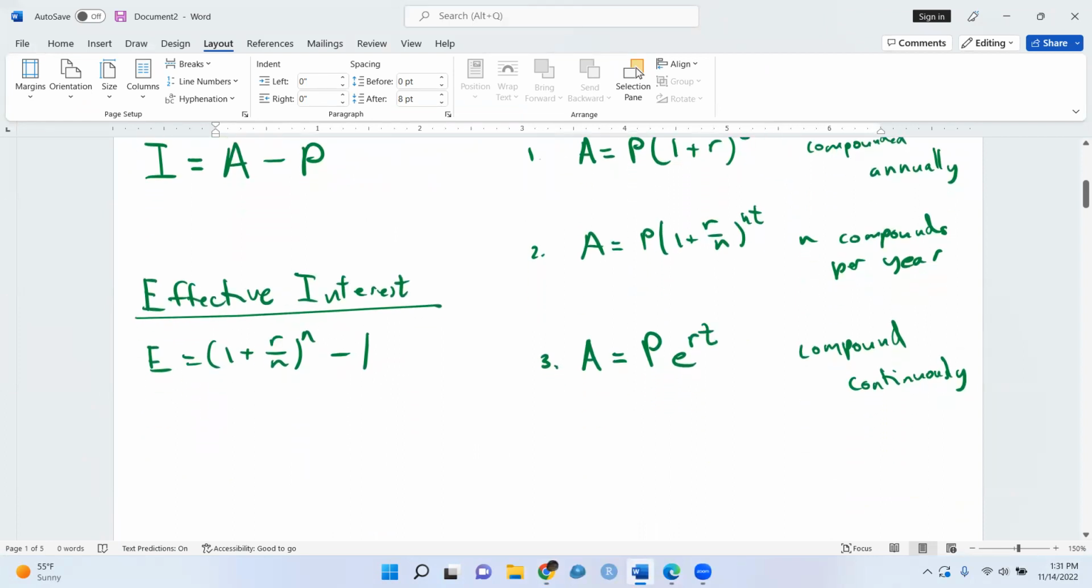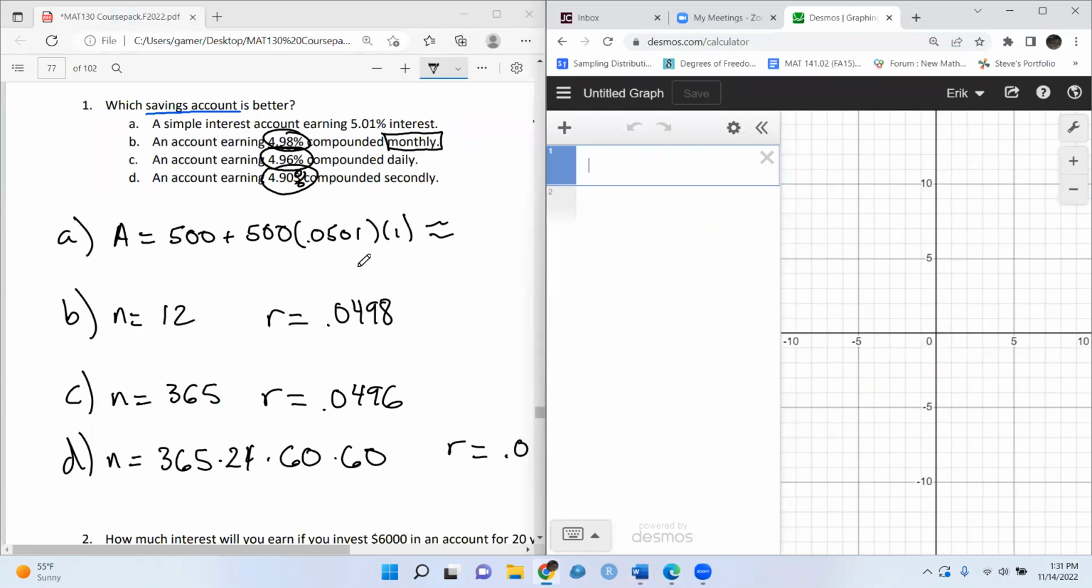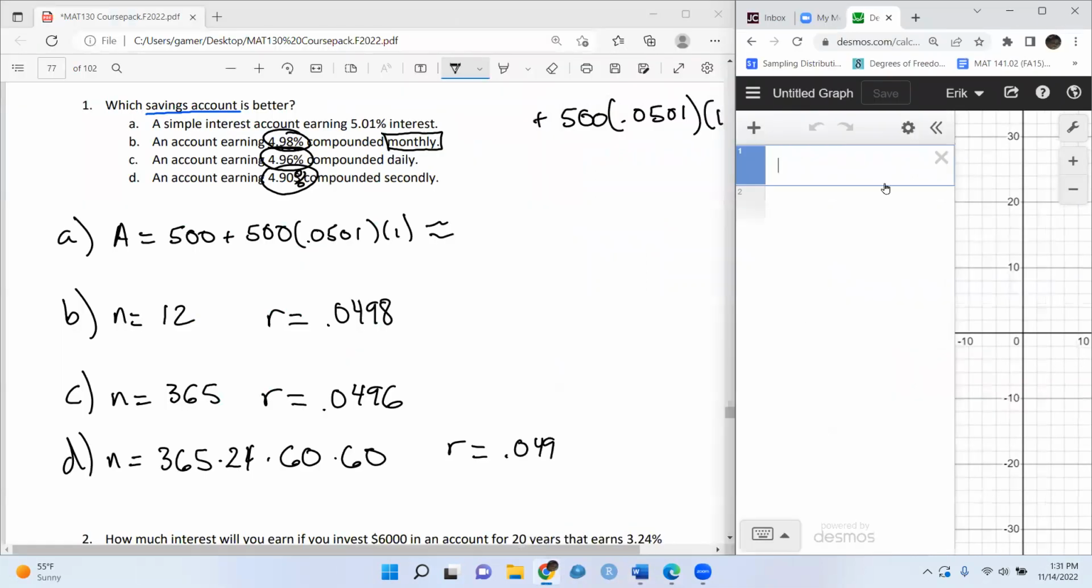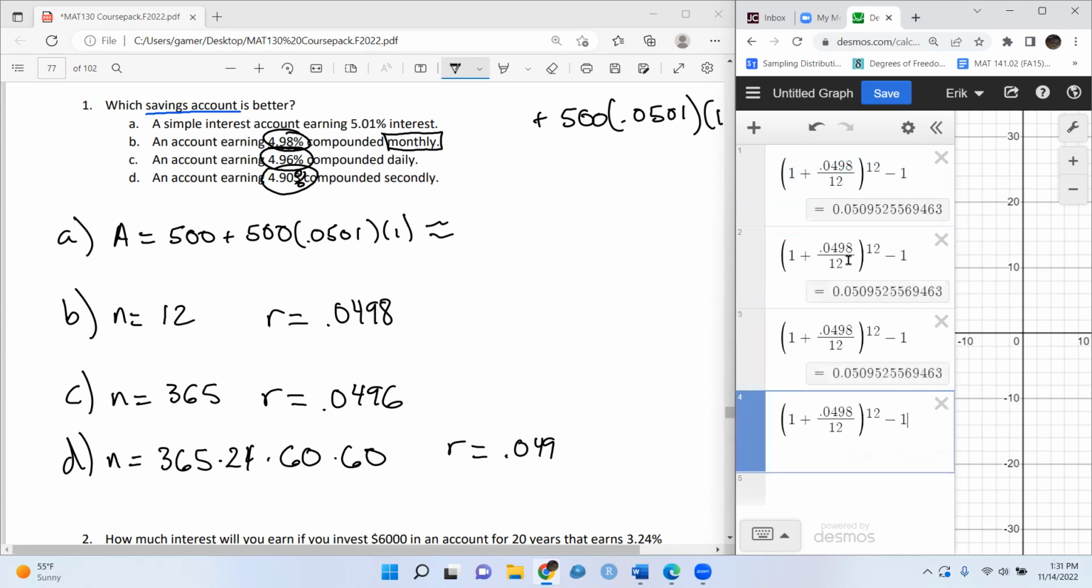It doesn't need to take into account P. So what I'm going to do is calculate the effective interest rate for each one of these scenarios, and we can look at those directly. And that still may not be a good enough answer, but it's a start. So 1 plus 0.0498 divided by 12 raised to the 12th power minus 1. And I'm just going to copy and paste this a bunch of times. 1, 2, 3. So then I'm going to change it to 0.096 divided by 365 and raise it to the 365th power.